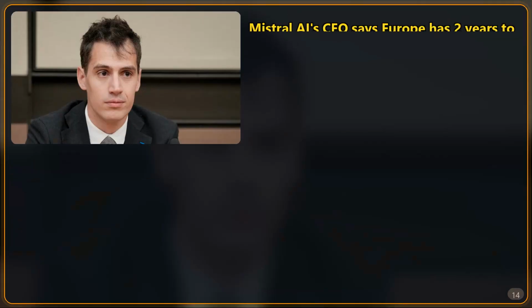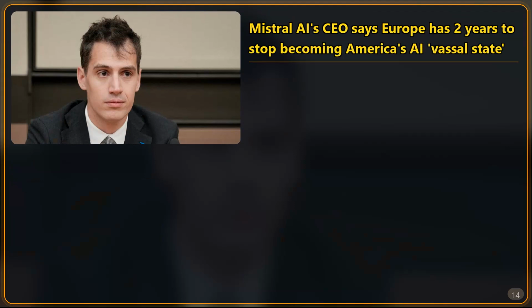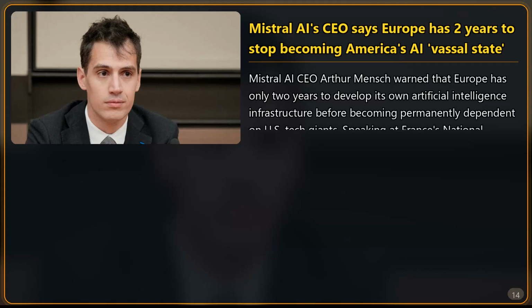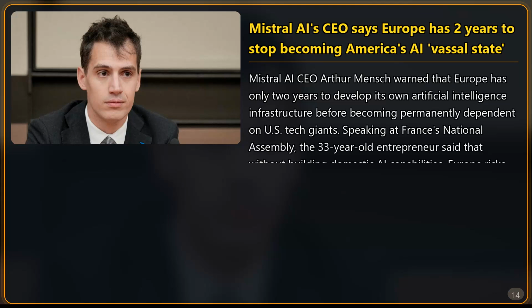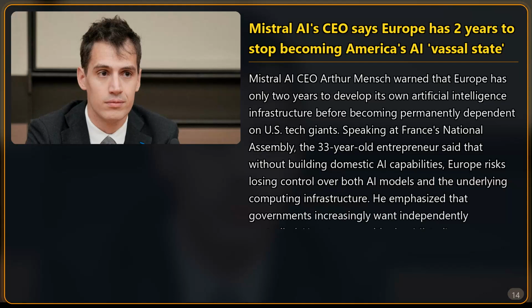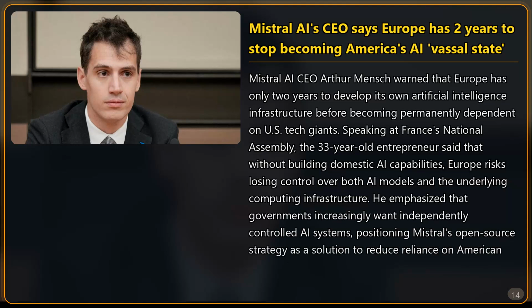Mistral AI's CEO says Europe has 2 years before becoming America's AI vassal state. Mistral AI CEO Arthur Mensch warned that Europe has only 2 years to develop its own artificial intelligence infrastructure before becoming permanently dependent on US tech giants. Speaking at France's National Assembly, the 33-year-old entrepreneur said that without building domestic AI capabilities, Europe risks losing control over both AI models and the underlying computing infrastructure. He emphasized that governments increasingly want independently controlled AI systems, positioning Mistral's open-source strategy as a solution to reduce reliance on American companies.